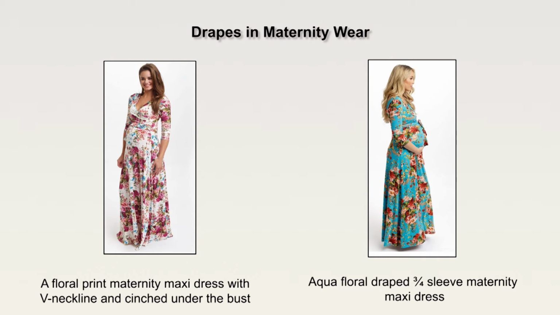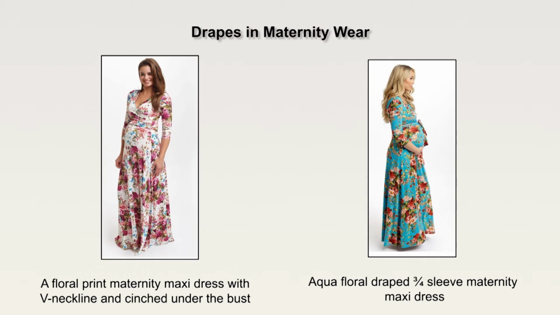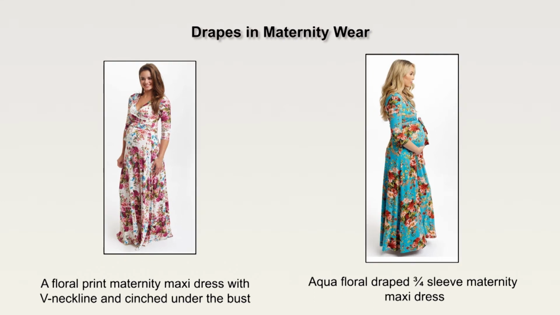Let us look at some examples of draped garments in maternity wear. A floral print maternity maxi dress with V neckline can be seen on the left. It has a cinched under bust. On the right is an aqua floral draped 3/4 sleeve maternity maxi dress.